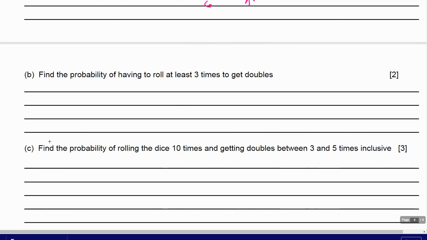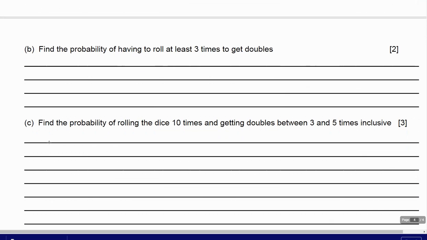And then take a look at B. The probability of getting at least 3 times, having to roll 3 times to get doubles. So again, probability of success is equal to 1/6. That's the only parameter for a geometric distribution. It's the only thing I need to know. Okay? Now, there's 2 formulas here. The probability that x is bigger than a number and the probability that x is less than or equal to a number. Do you remember what those are?